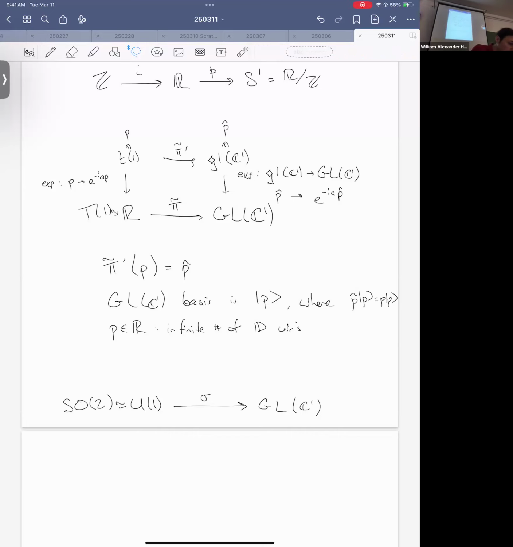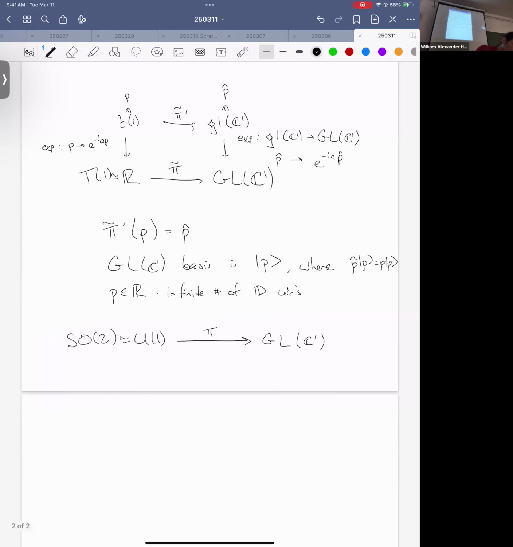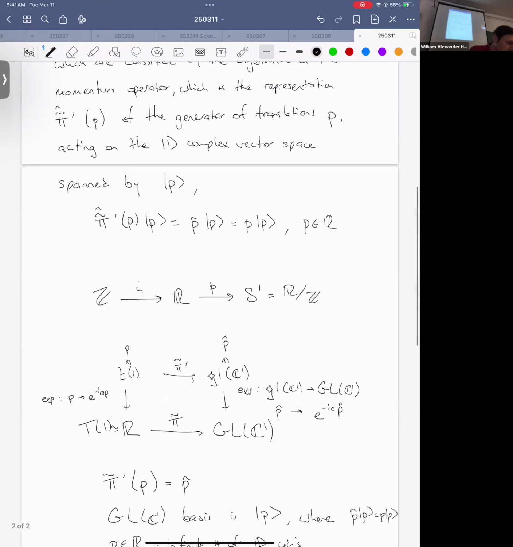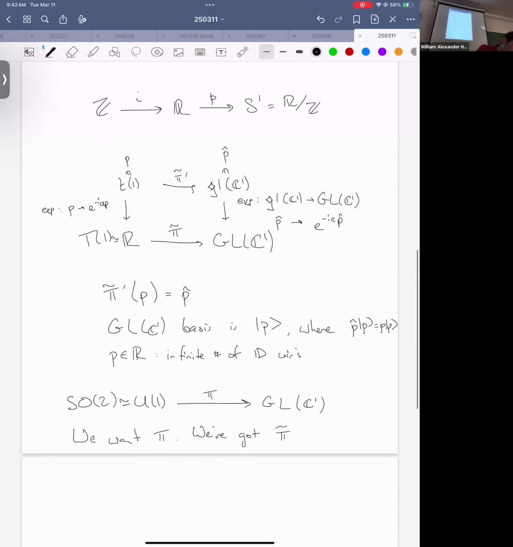Okay, good. But I didn't want, let's not call this sigma, let's call this pi. I didn't want pi twiddle. What I wanted was pi. So how do I get pi? All right, we're kind of running out of letters here. So we want pi, got pi twiddle. And these are all hats. Starts to get a bit busy in terms of notation.